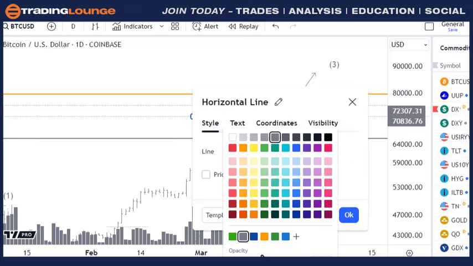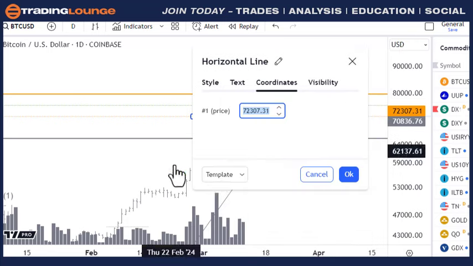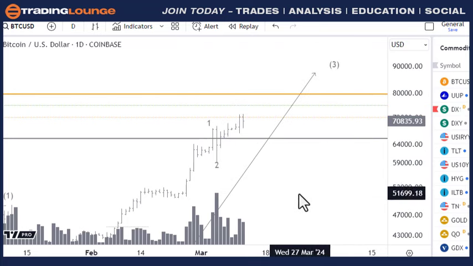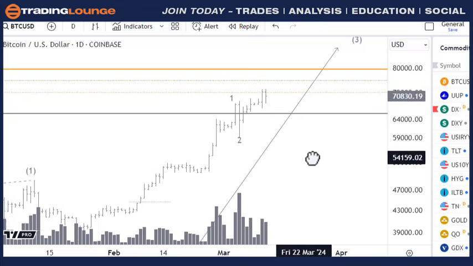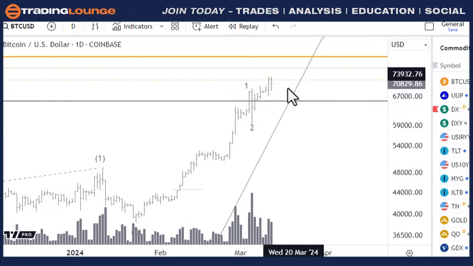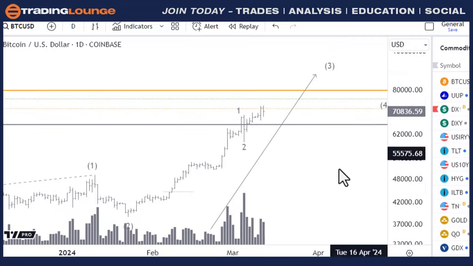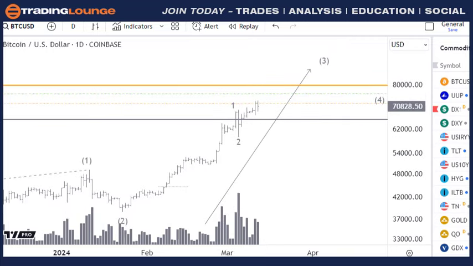We'll just plonk that in there and give that a bit of definition. So we'll just put that 72. Do I need commas for this? No, that's fine. So that's the 72 there. It's just trying to find support on 65, and if it can do that, then it locks itself into this move here. But we should be going to the upside.